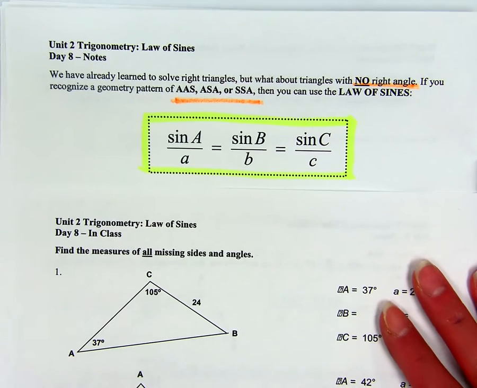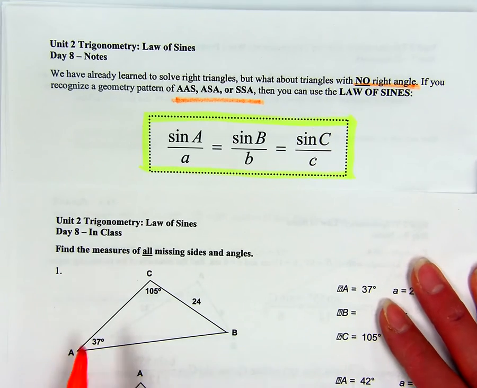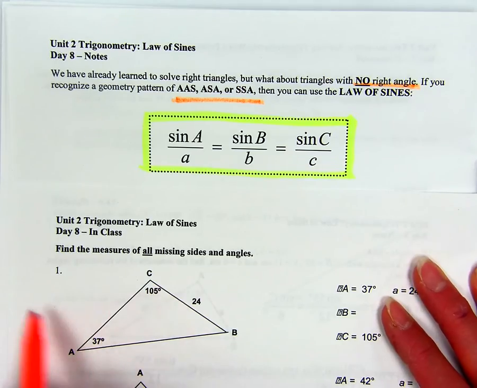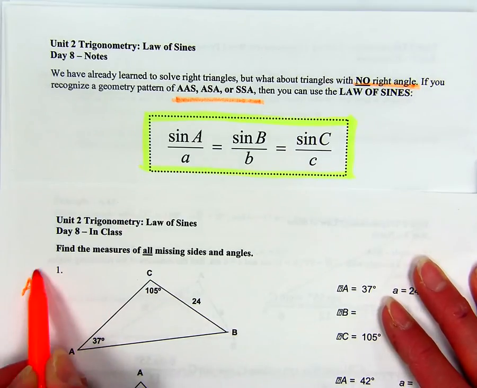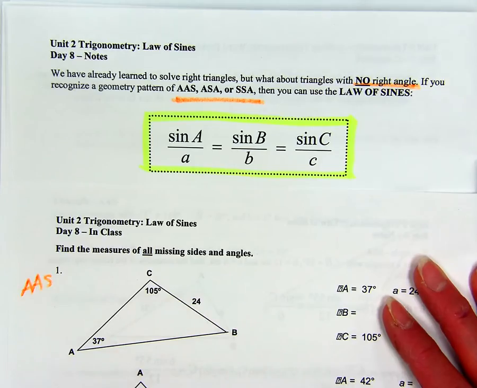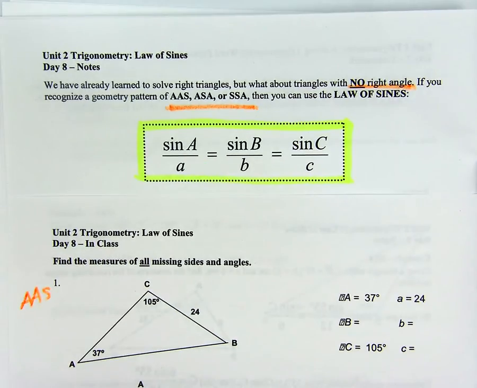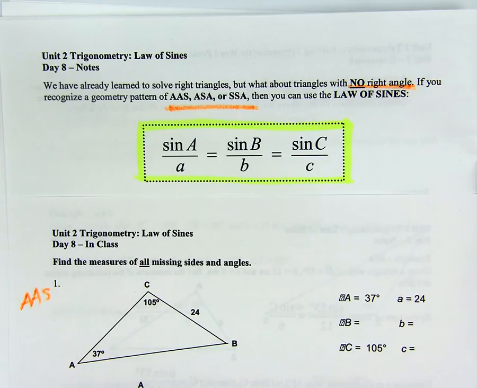All right, so if you look at problem number 1, we're going to see what do we have. We have an angle, another angle, and a side. So this tells me I can use law of sines. Everything today is going to be law of sines, but eventually you're going to have to decide between law of sines and law of cosines, so I just figured I'd set that up.